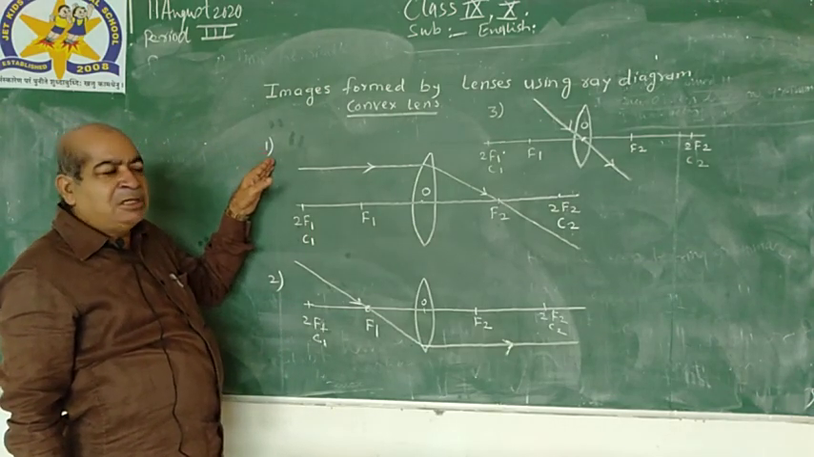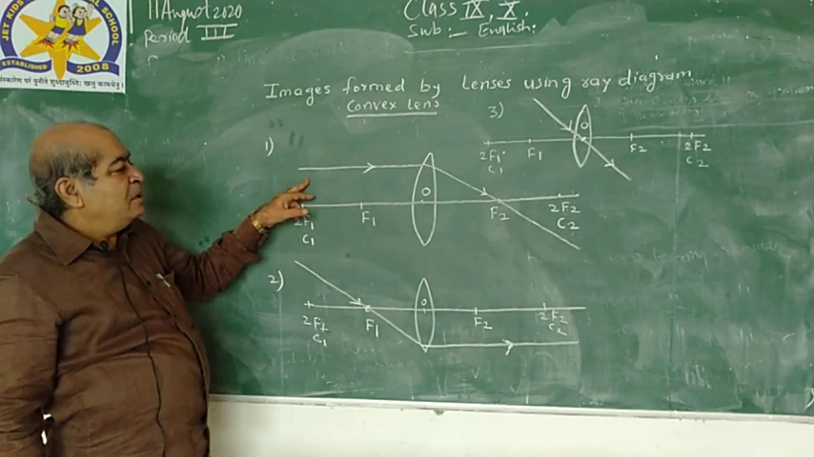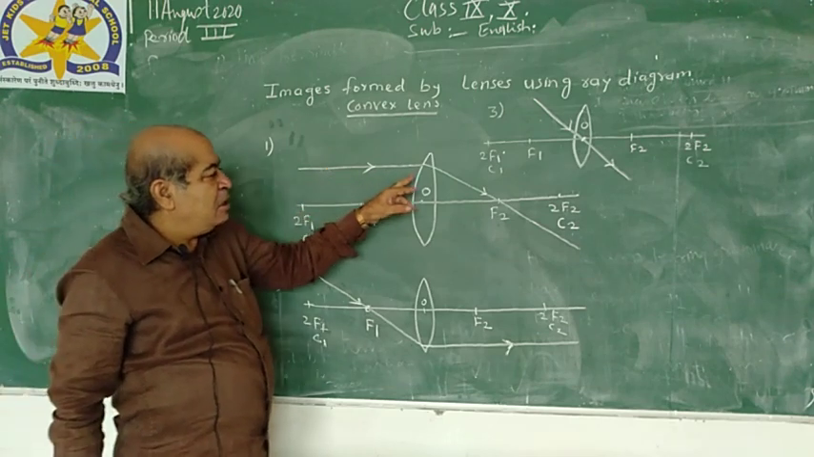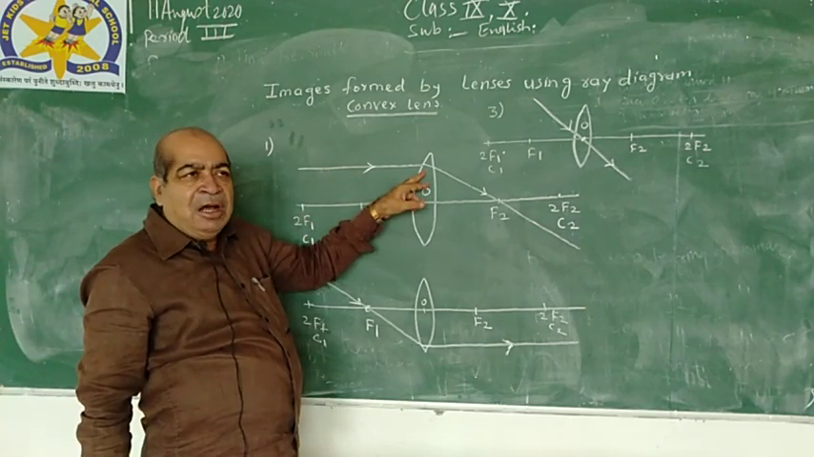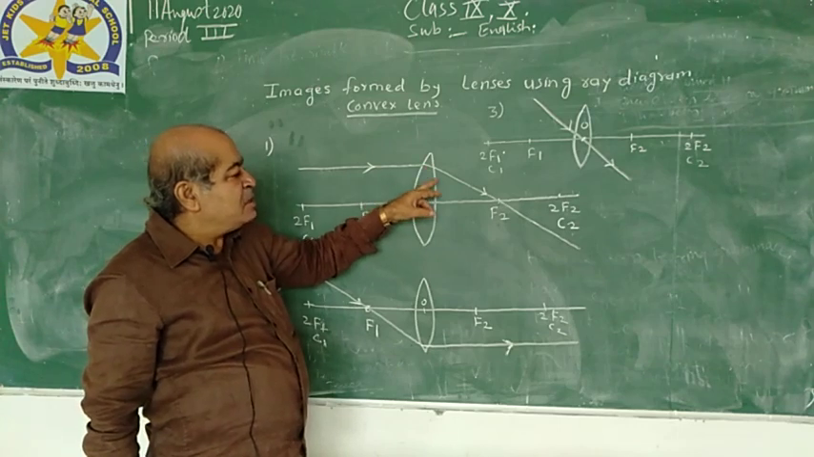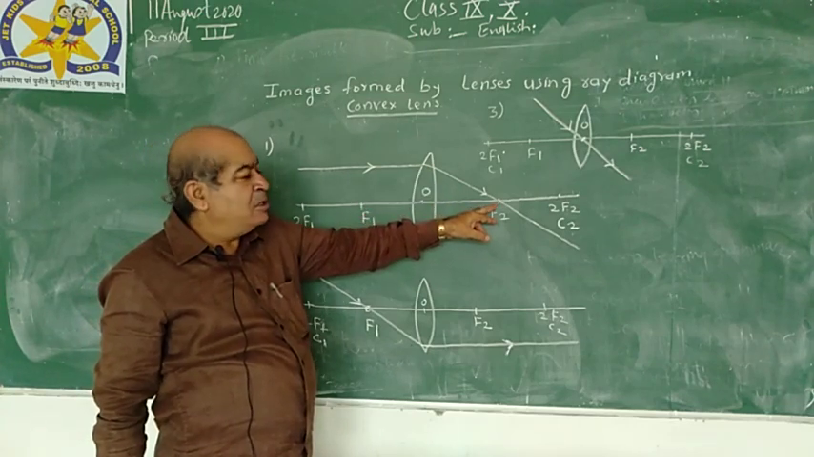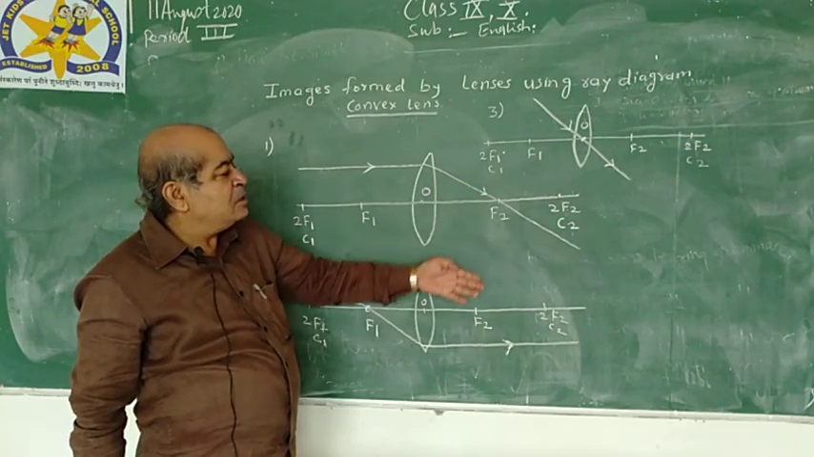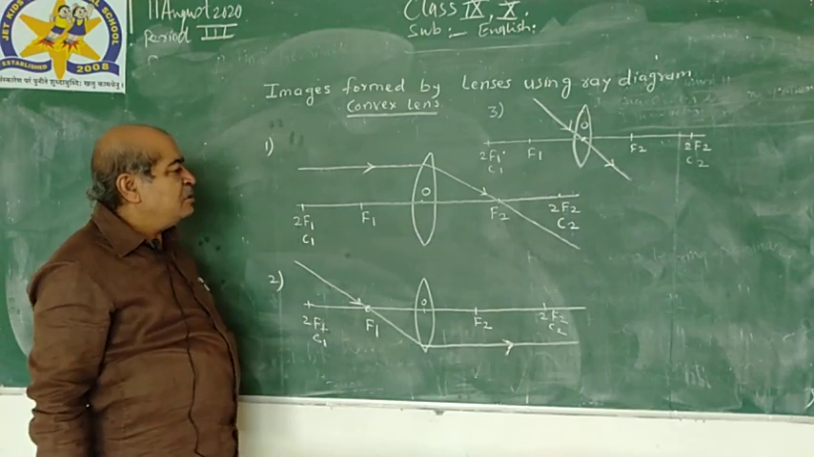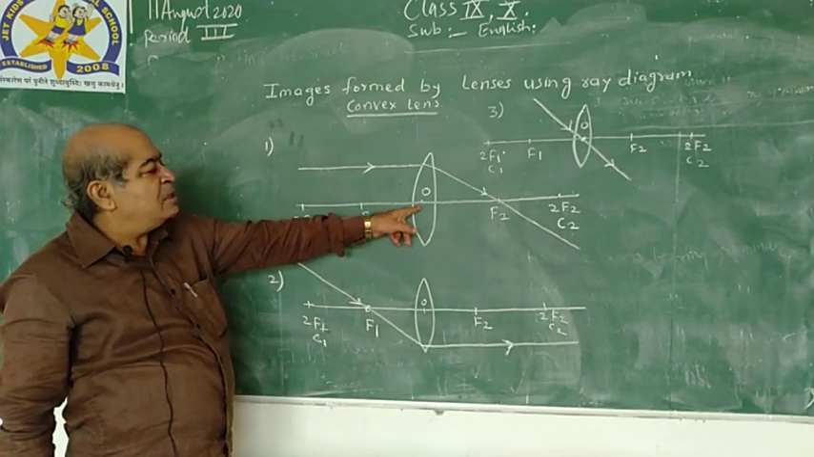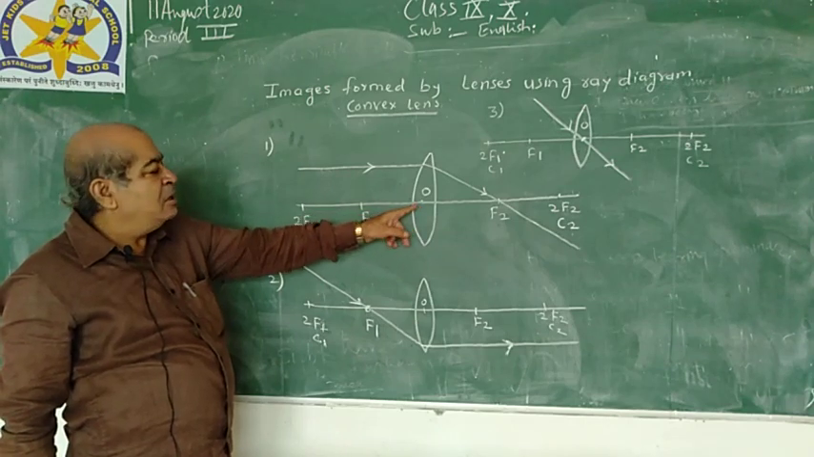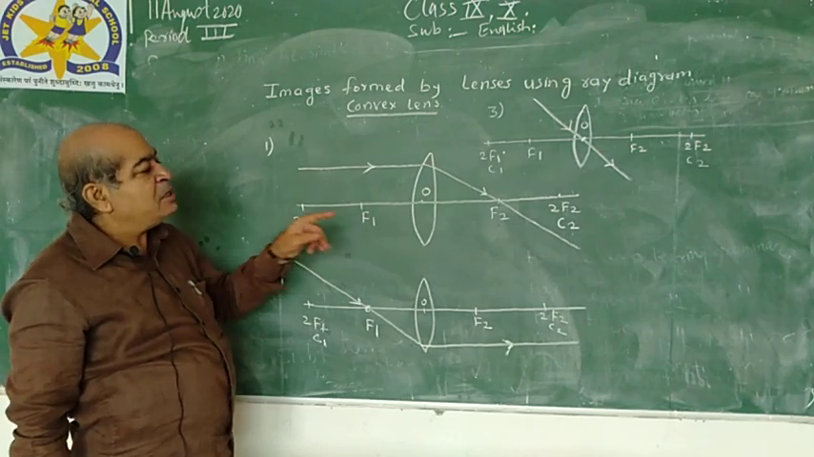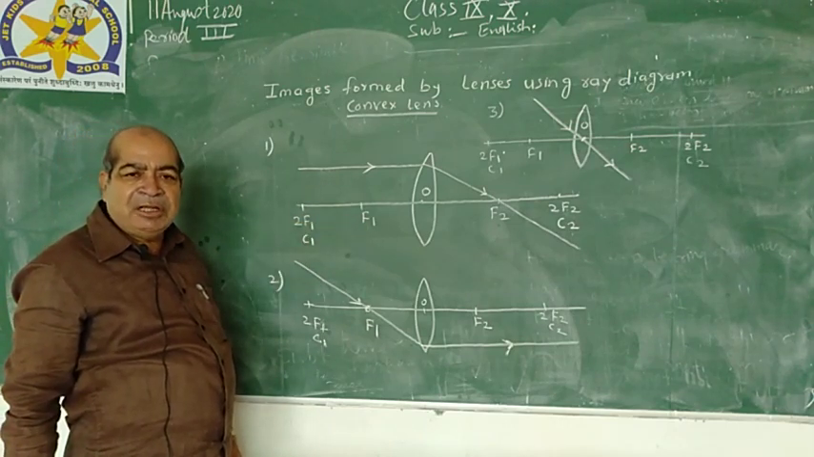The first rule is, when a ray of light parallel to the principal axis is incident on the convex lens, after refraction it passes through the principal focus on the other side. This is then the first rule. This is convex lens. O is the optic center. F1 and F2 are principal focus. C1 and C2 are center of the curvature.